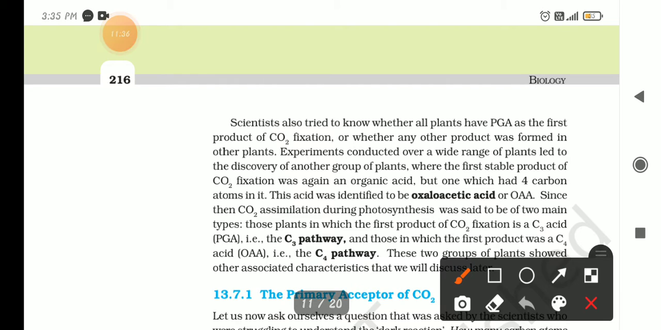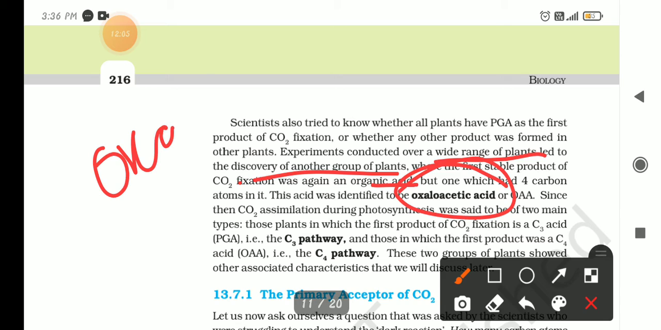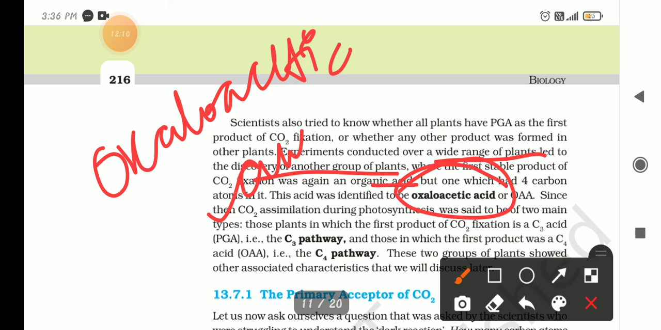And here it is written that experiments conducted over a wider range of plants led to the discovery of another group of plants where the first stable product was again an organic acid, but not the one we discussed previously, different from that. And it was oxaloacetic acid.